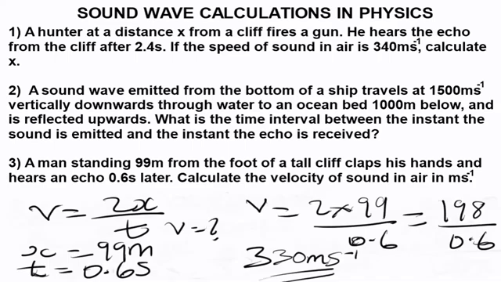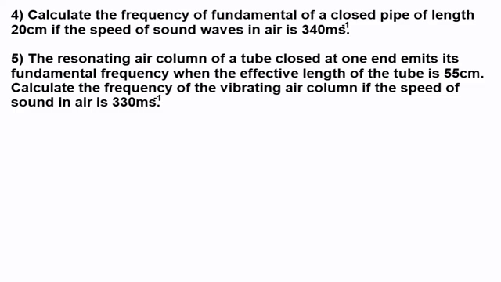Let's wipe this page. Okay, so let's look at question 4. Question 4 says calculate the frequency of the fundamental of a closed pipe of length 20 cm if the speed of sound waves in air is 240 meters per second. Now note this, guys, very important. Frequency of sound wave in a closed pipe is calculated using frequency equals velocity over 4 times length.